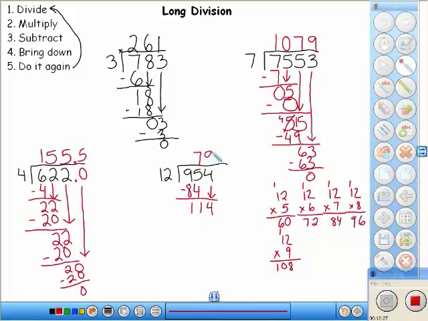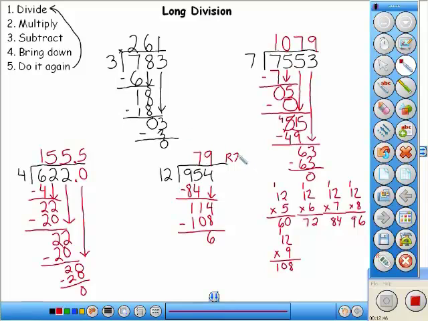So we're going to say 9 times. And then if I multiply, I know that the answer is 108. And then 14 minus 8 is 6. So there's my remainder. And if I wanted to, I could put a decimal 0. Or, in this case, we're just going to go ahead and put, it's not remainder 2, it's remainder 6.